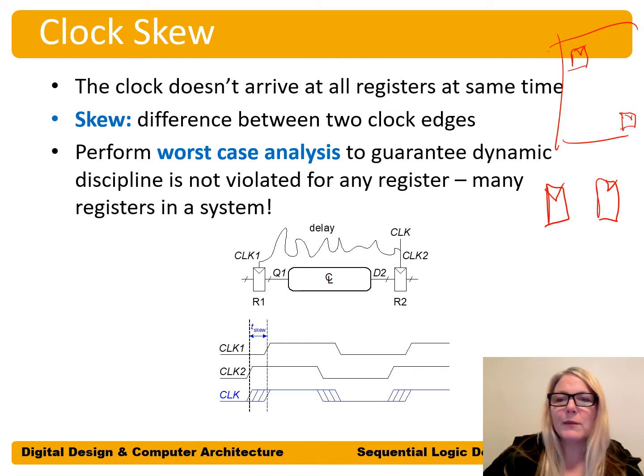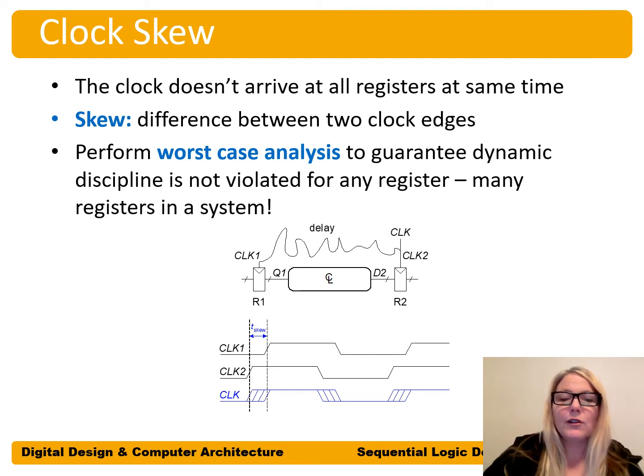And if our clock were coming in here at this point in our chip, now there's a long delay for our clock. And so this difference in the clock edges, right? We get a clock edge here, and only sometime later does this register see the clock edge because of this delay. And so this difference in clock edges is called skew.